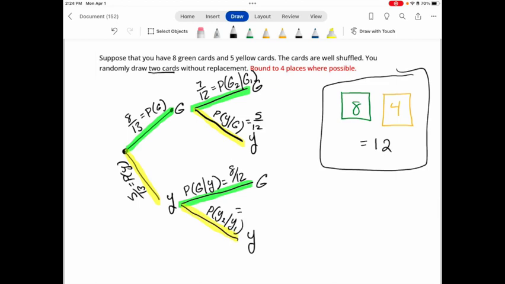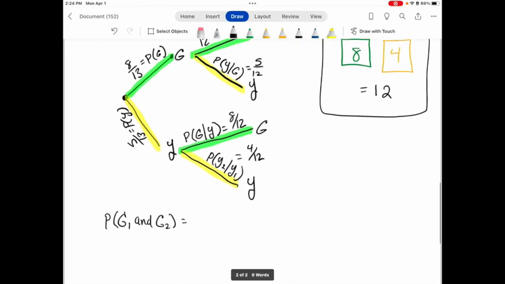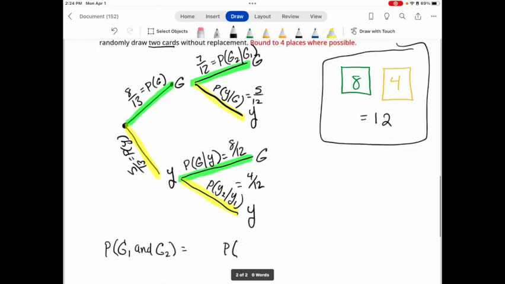And all that I have left is 4 yellow cards out of a total of 12. That's going to be 4 12ths. And so now if I just go down my branches, I can find all of my probabilities. What's the probability of picking a green first and a green second?